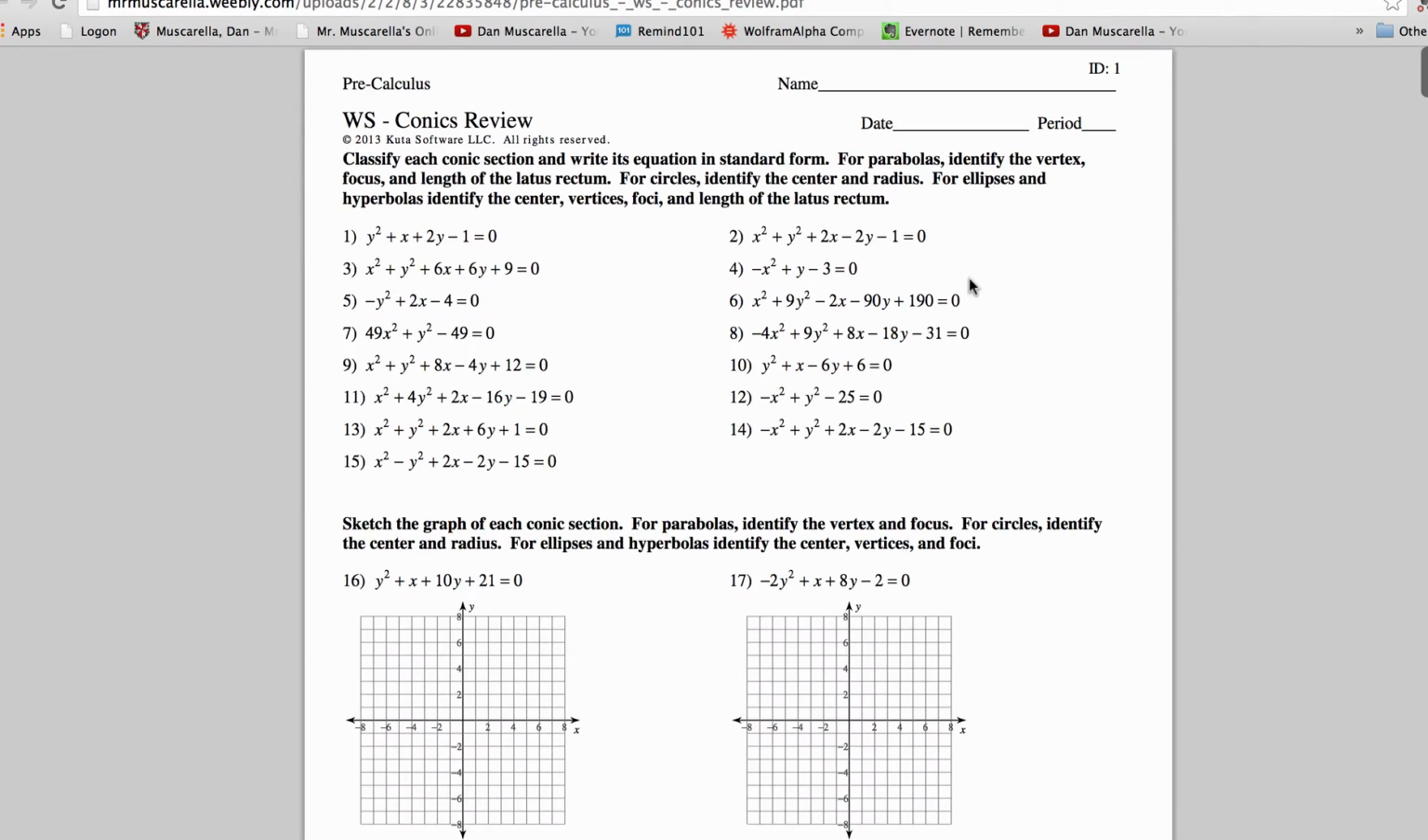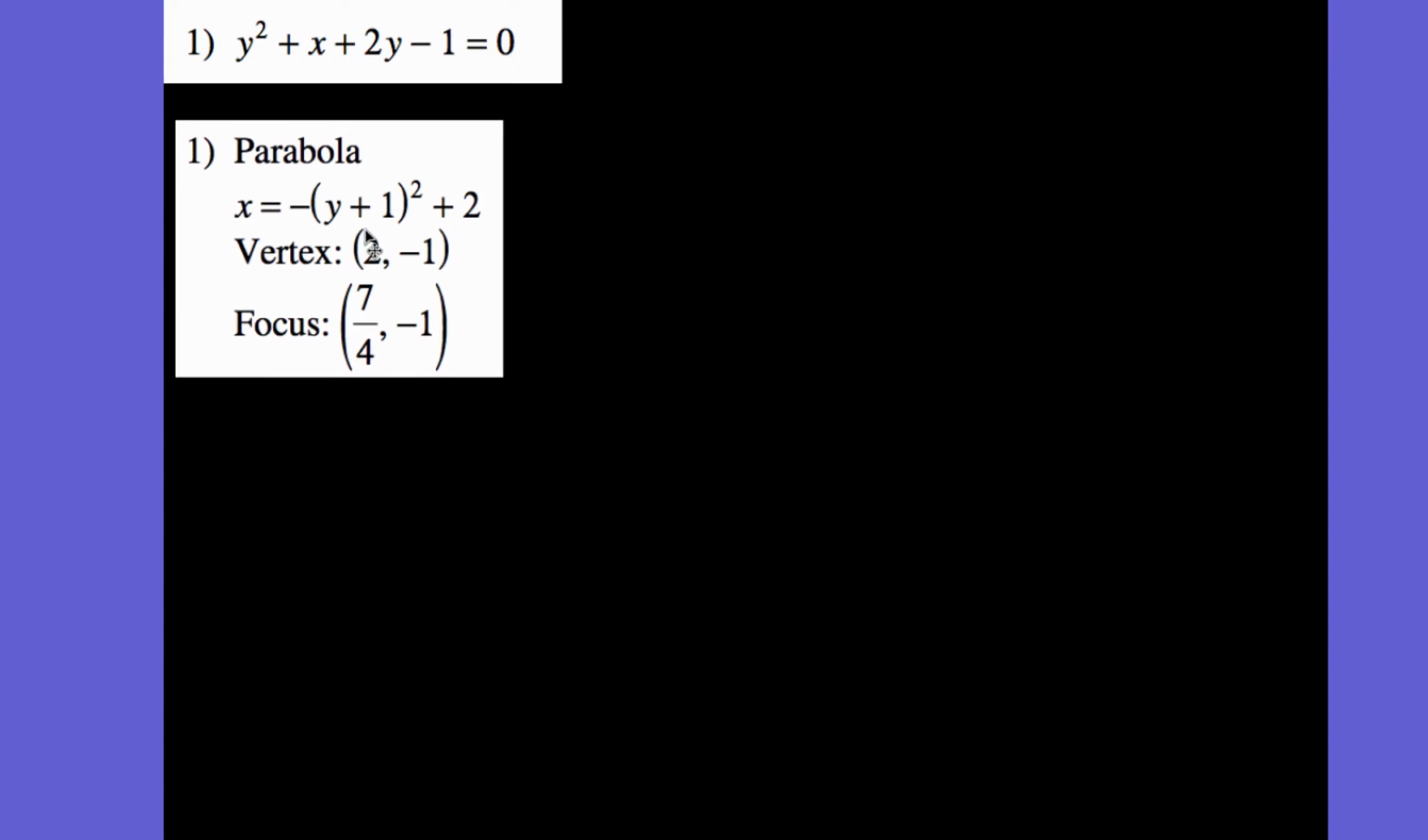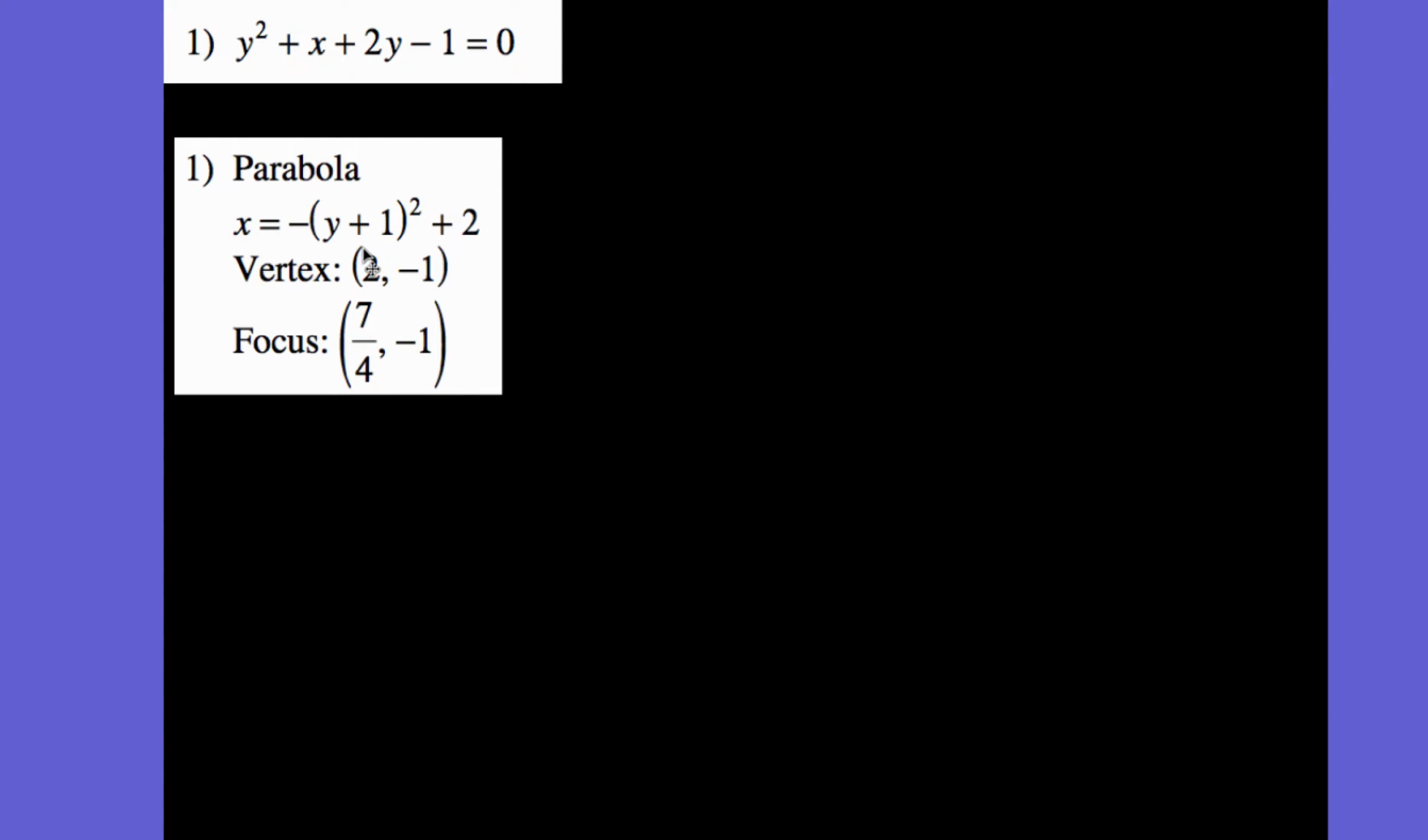So why don't one of you explain how we came up with that for number one. How did you start so that you came up with this? I use completing the square to put it in standard form. All right, so how did you do that? You tell me what to write down, I'll write it down.